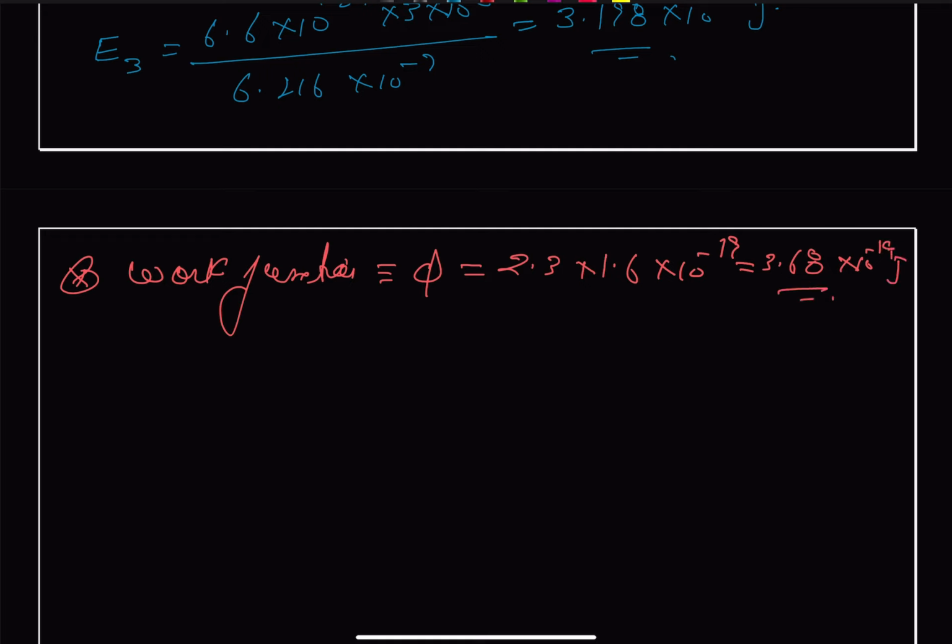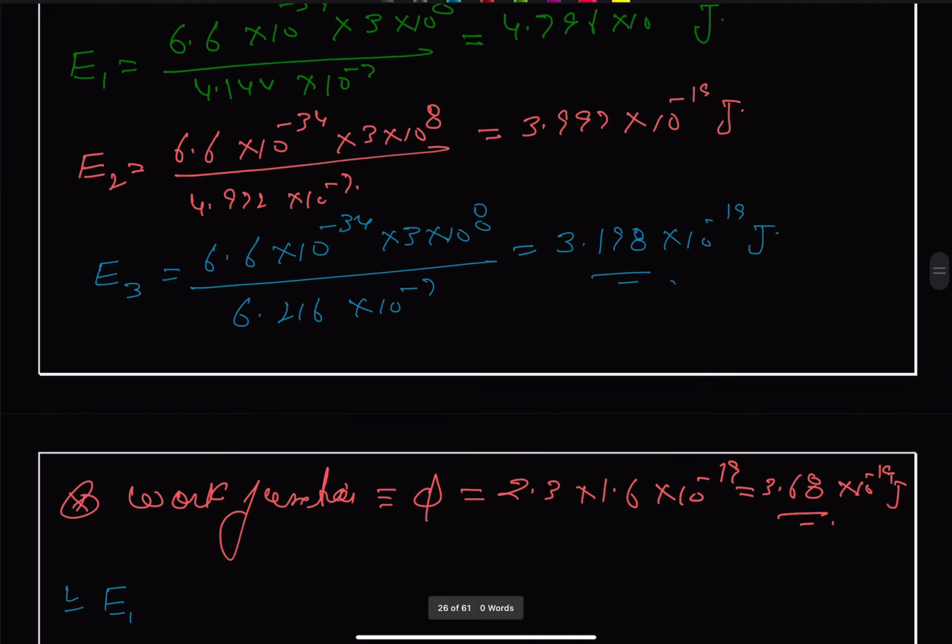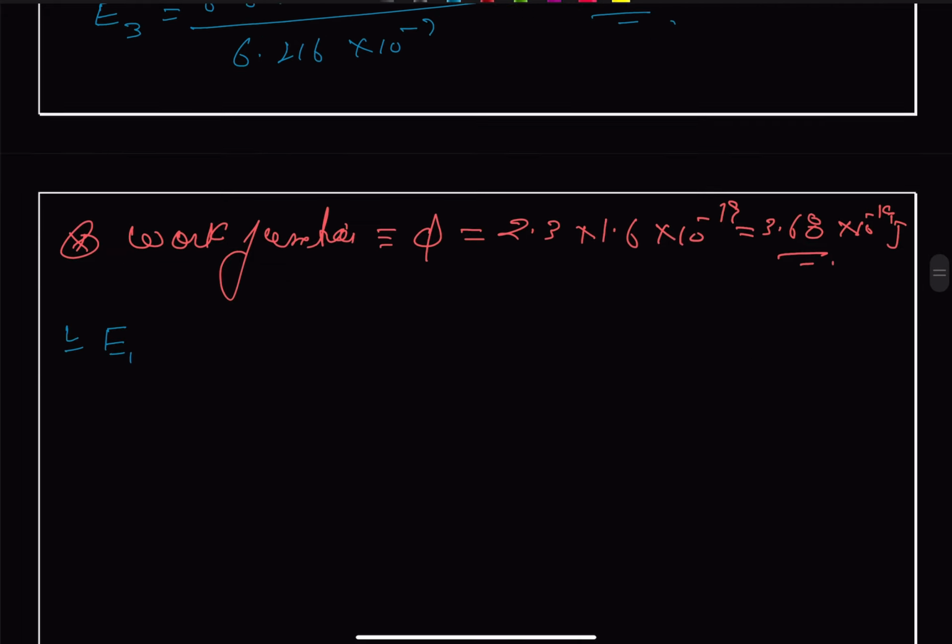So now we are going to compare our energy to the work function. So first is our E1. E1 was our 4.9, which is greater than the work function, that is our phi. So therefore it can emit electrons.